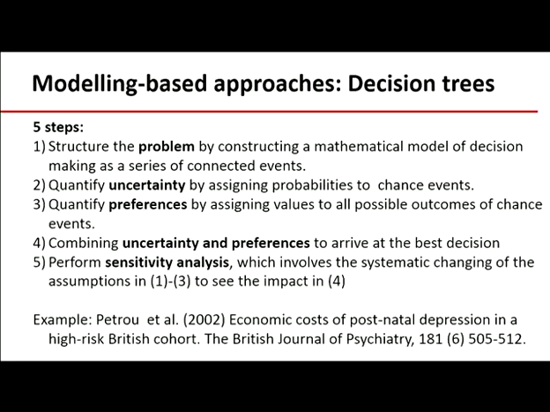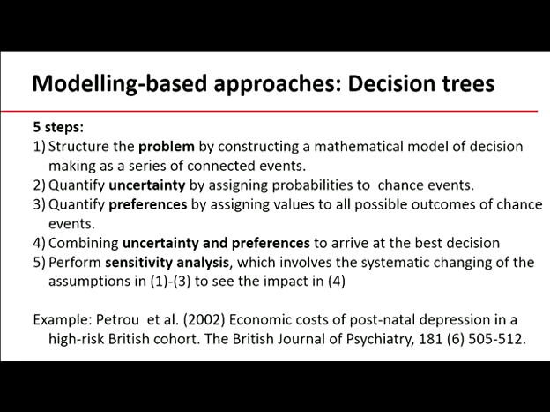But the basic steps whenever you are building a decision tree are the following. Structure the problem by constructing a mathematical model of decision making as a series of connected events. You need to start from somewhere, and this somewhere means what are the options that we have. In the case that we are going to be looking at, it is to have the postnatal screening, the prenatal treatment, versus not having anything. And from here, what we do is follow the pathway of treatment that you will see for the cohort of patients.